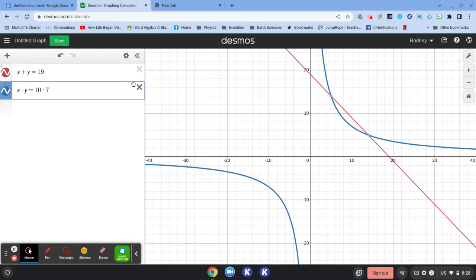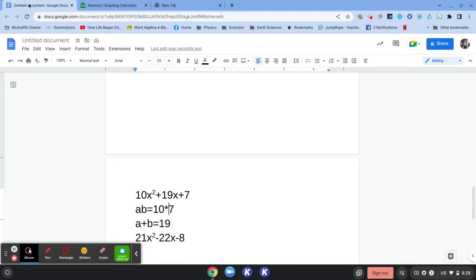You'll see the red graph is a straight line, X plus Y is 19, and the curvy thing is X times Y equals 10 times 7. And I get two numbers, 5 and 14, or 14 and 5. Those are the numbers I want, because I'm going to split my middle term into those two numbers, 14 and 5, or 5 and 14. So I'm going to rewrite this by saying 19x is 14x plus 5x. And I'm going to group that.